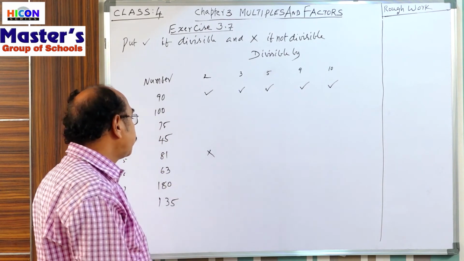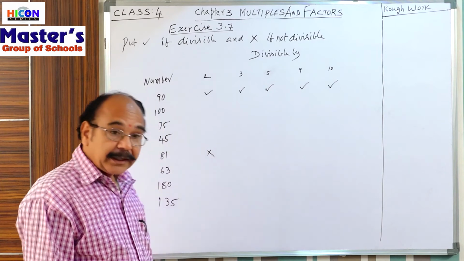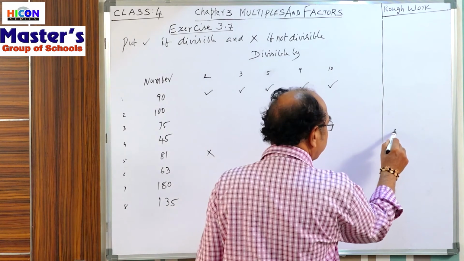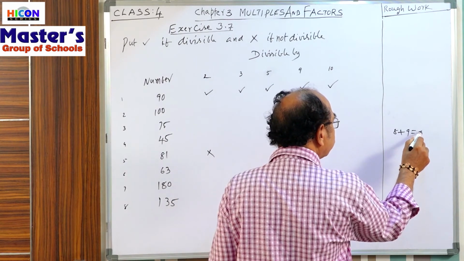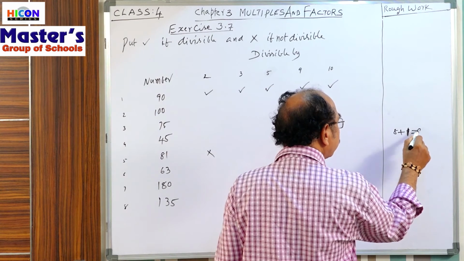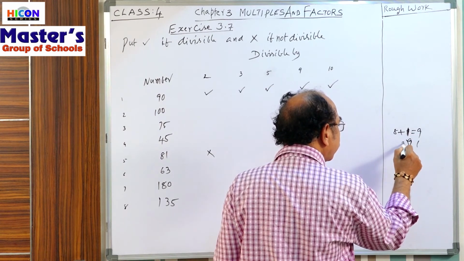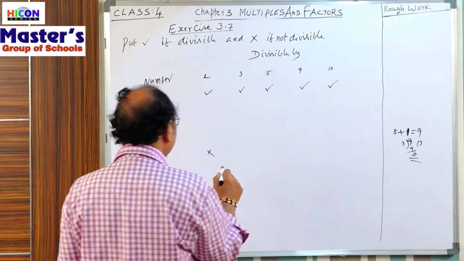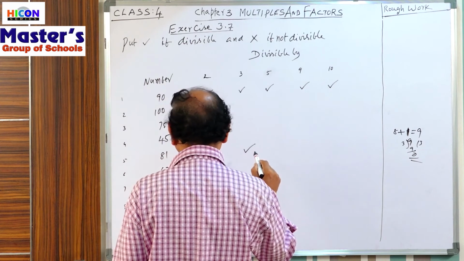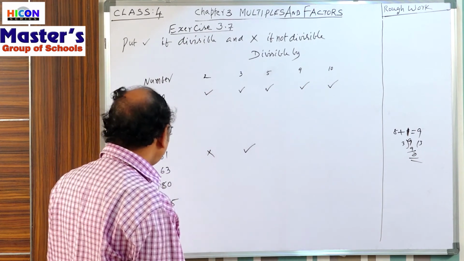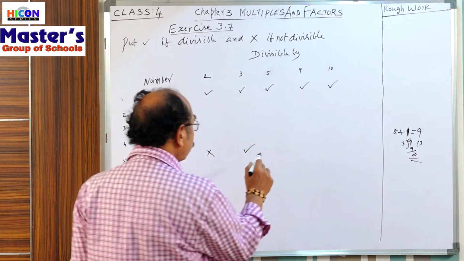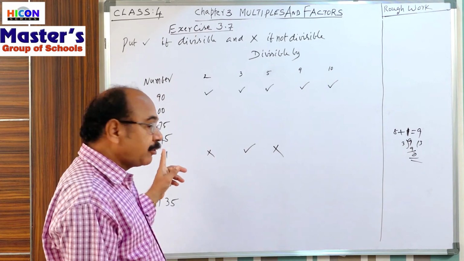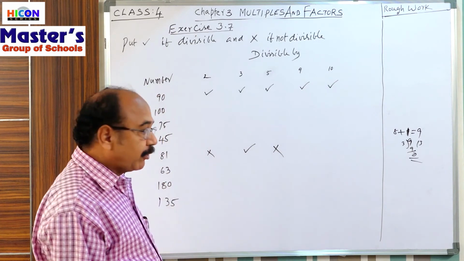Next. Is it divisible by 3? Yes, it is divisible by 3. Why? Because the sum of the digits, 8 plus 1, is equal to 9. 9 is divisible by 3. That's why here we keep a tick mark. Is 81 divisible by 5? No. We keep a cross mark. Why? Because the units place is not either 0 or 5.